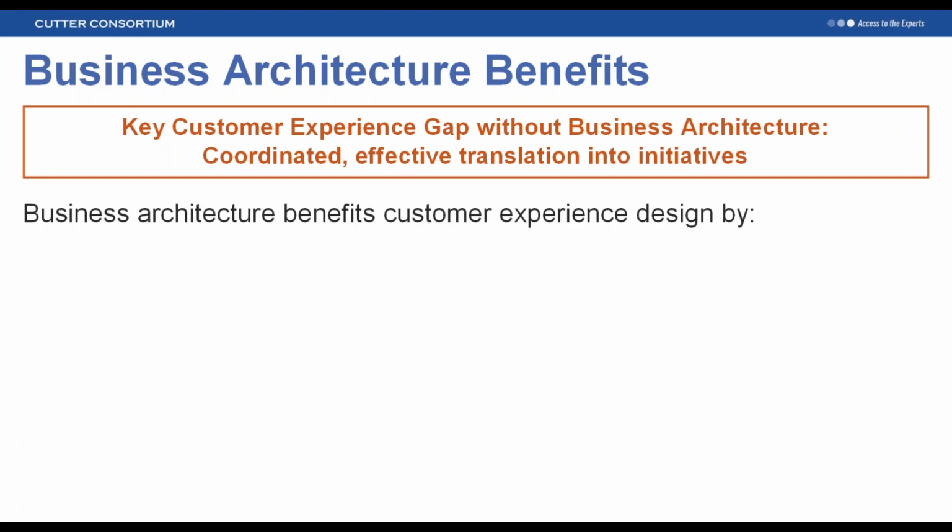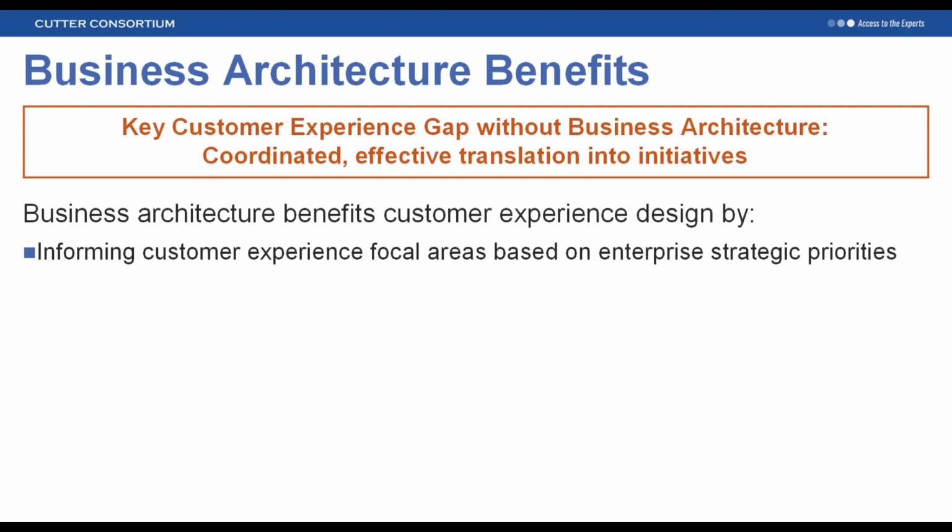So, how does business architecture benefit experience design? First, it helps to inform what the focal areas should be based on enterprise strategic priorities. Because ideally, our business architecture, especially our value streams and capabilities, should be tied to business strategies and objectives, and so that gives us a good idea of our current priorities.